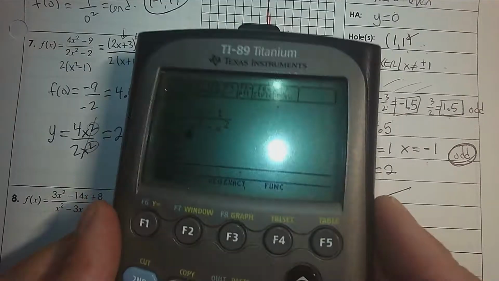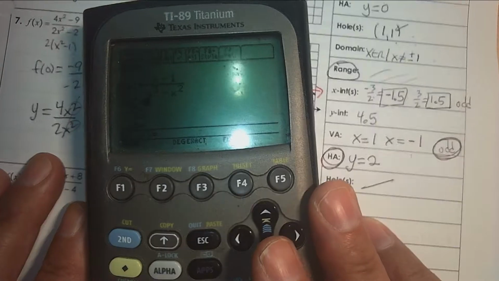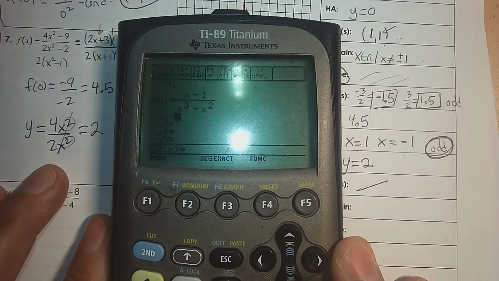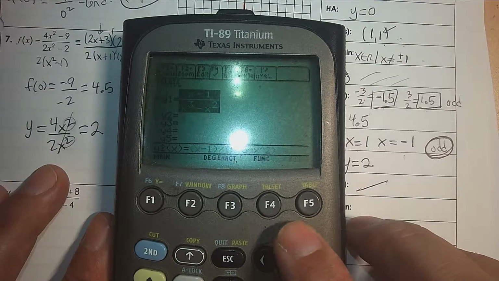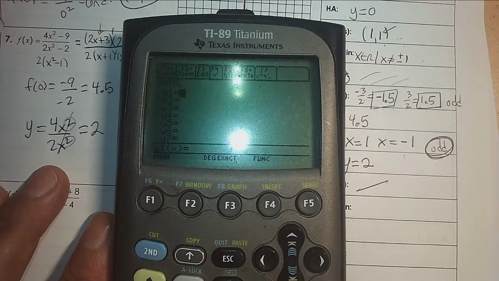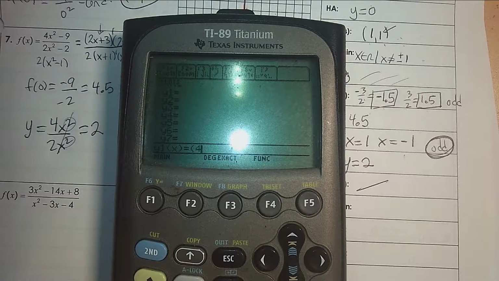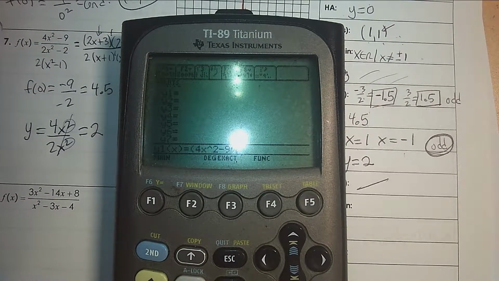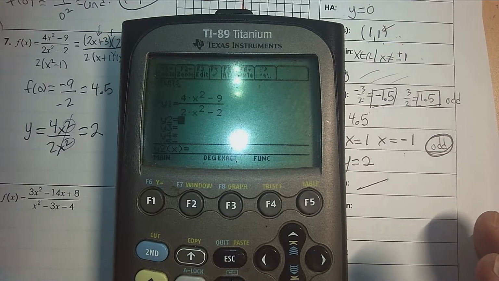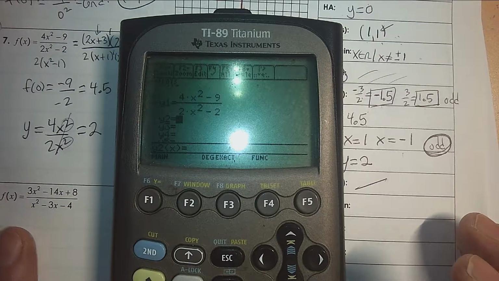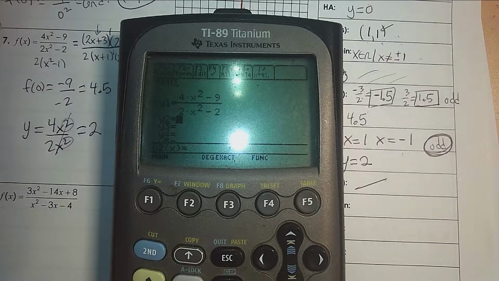So can you press diamond F1 again? So press diamond F1. Now, you already had this from the last question, so clear it. Press enter, and then start with the parentheses. We're going to type in 4x squared subtract 9. Close the parentheses. The divide sign is the fraction. Open up another parentheses. 2x squared subtract 2. And close it. If you type it incorrectly, can you see the picture matches what it should? Because you use parentheses.